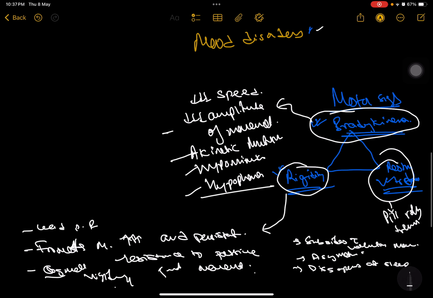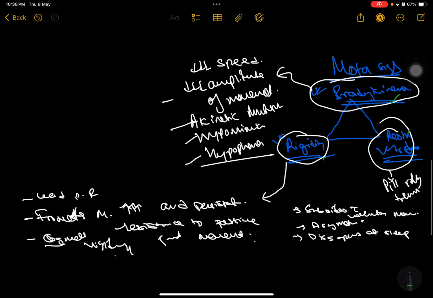Whenever we talk about motor signs, there is bradykinesia. We have to understand the three important motor signs: one is bradykinesia, one is rigidity, and the other one is resting tremor. Bradykinesia means decrease in speed, decrease in amplitude of movement, akinetic mutism, hypomimia and hypophagia. Rigidity means there is a Froment sign or cogwheel rigidity. Resting tremor, remember the classical feature, tends to disappear during sleep, and it subsides with voluntary activity. This is basically a pill rolling type of tremor.